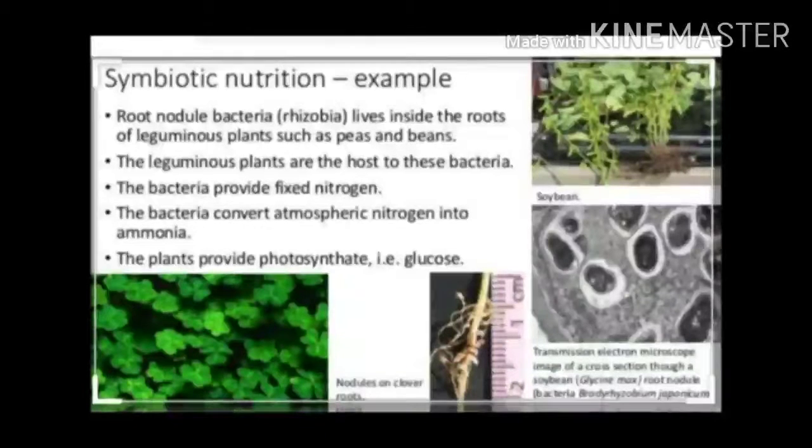Now, the next question is, how are nutrients replenished in the soil? So this is lichen, as you can see.